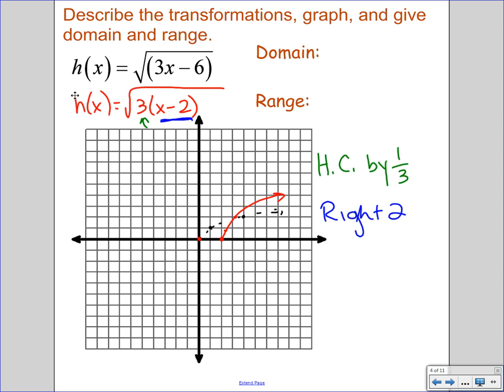Your domain and range. Domain. Your graph starts there, goes to the right. So x is greater than or equal to 2. You started on your y-axis at 0 and you went up. So y is greater than or equal to 0.